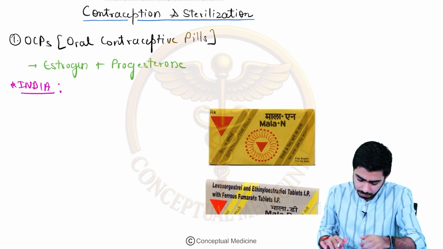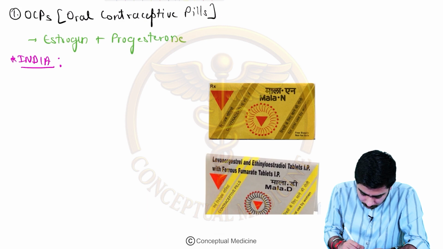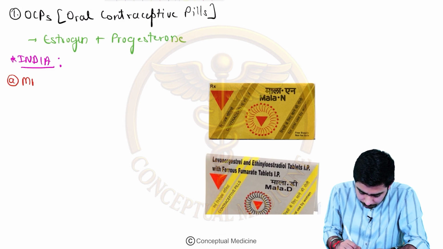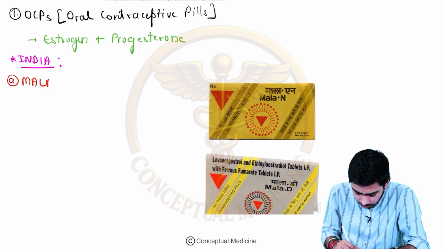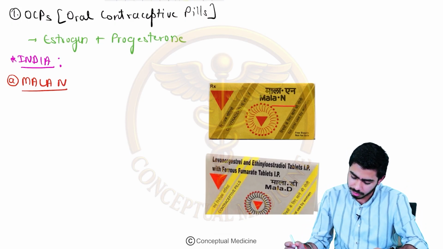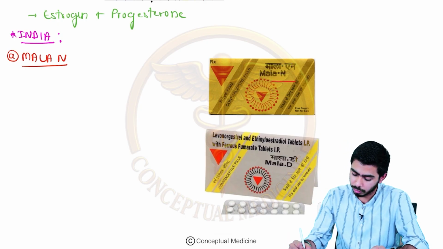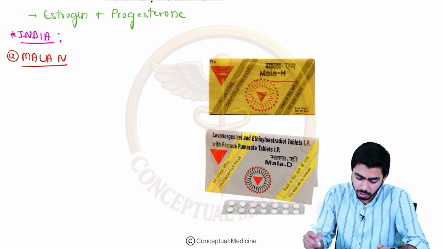So over here we have two kinds of contraceptives. The first one is A, that is Mala N, which you can see right now in front of you in the picture. This is Mala N. This is the contraceptive pill, and it is not for sale, because it is a government supply.